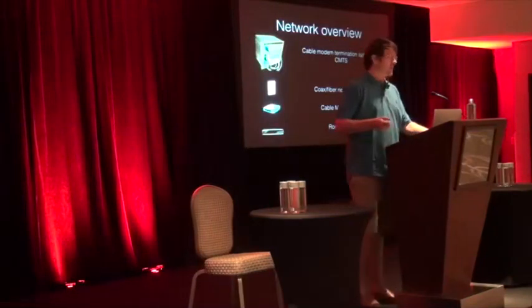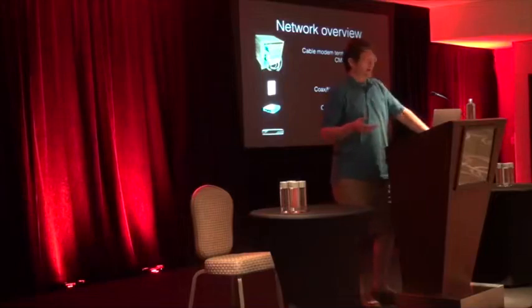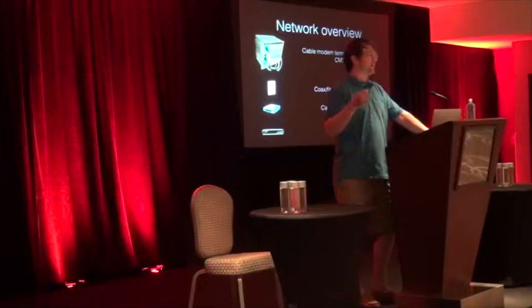What does the network look like? Well, you've got your router in your house, which is in the specs called CPE, or Customer Premises Equipment. And that connects to the cable modem, which is CM, which forwards packets to and from the HFC, which is the hybrid fiber coax network, where it reaches a CMTS, which is a cable modem termination system.